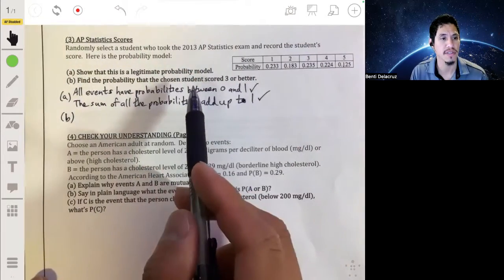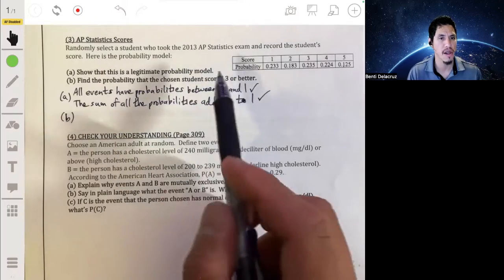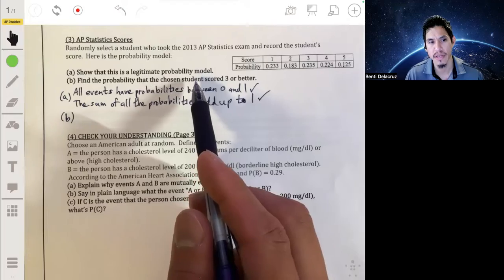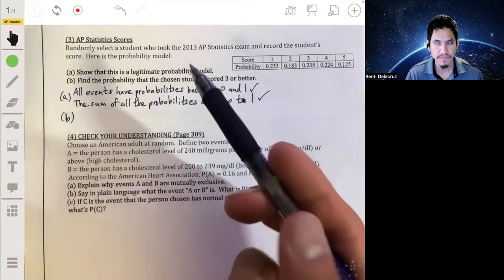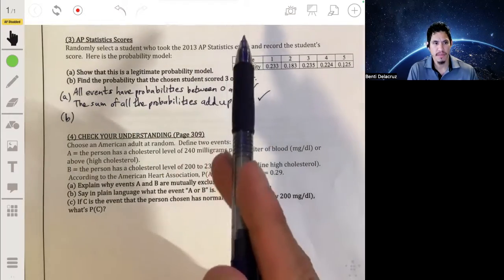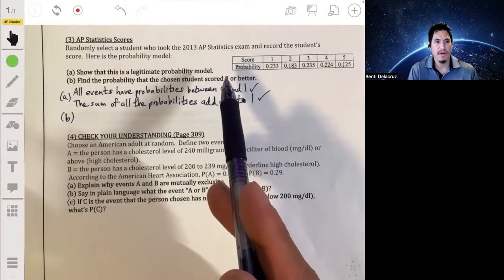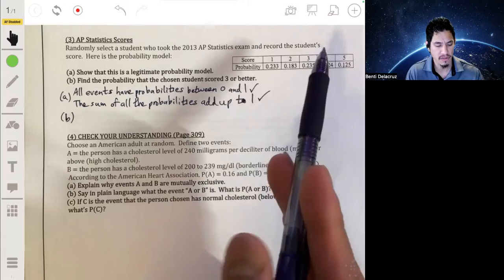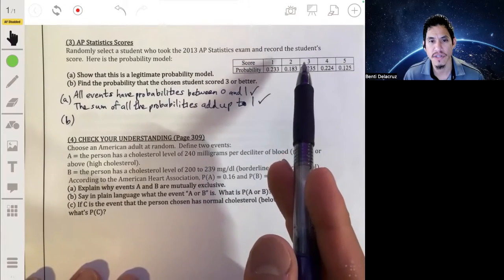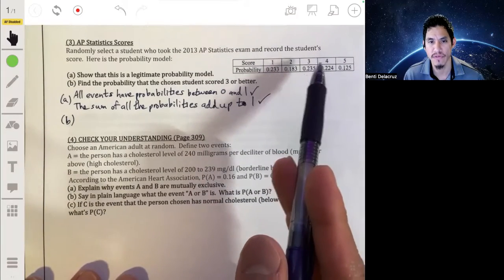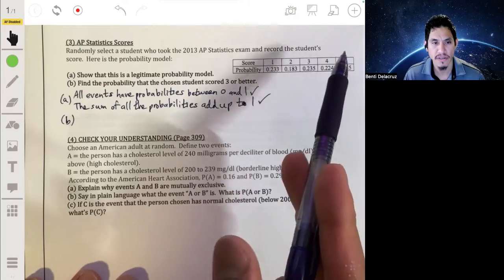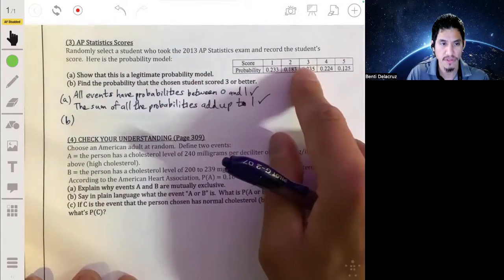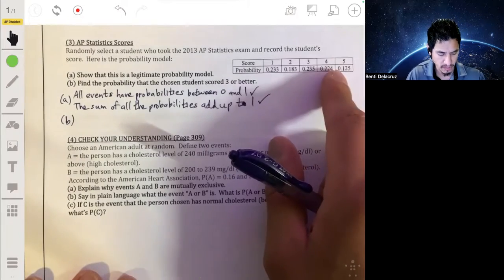All right, now part B. Find the probability that a chosen student, again choosing a student at random, had a score of 3 or better. If they have a score of 3 or better, that means they could have a 3 or 4 or 5. Since you can't get both a 3 and a 4, or a 4 and a 5, you simply find the probability of a 3 plus the probability of a 4 plus the probability of a 5.